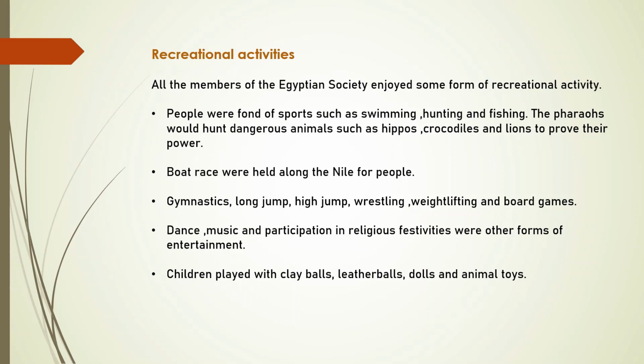Recreational activities. All the members of the Egyptian society enjoyed some form of recreational activity. People were fond of sports such as swimming, hunting, and fishing. The pharaohs would hunt dangerous animals such as hippos, crocodiles, and lions to prove their power. Boat races were held along the Nile for people.